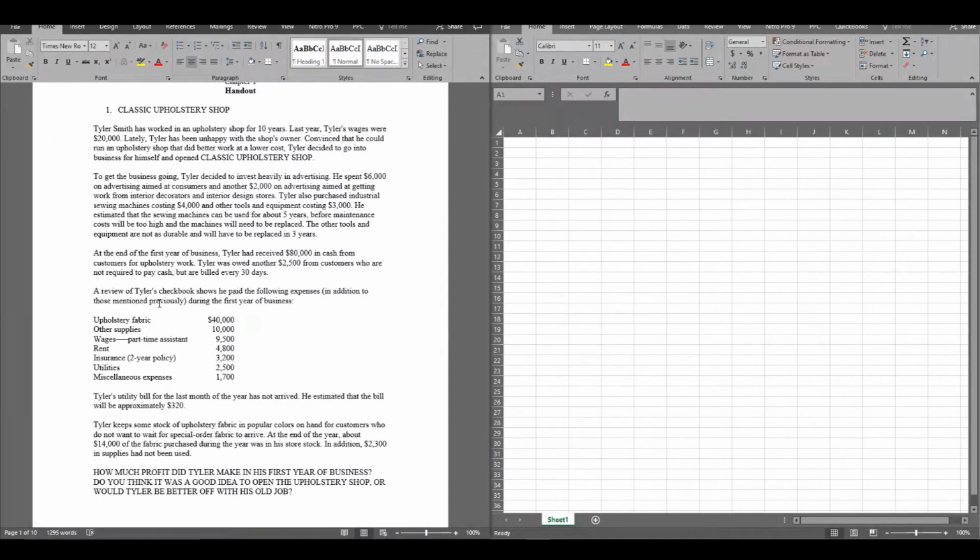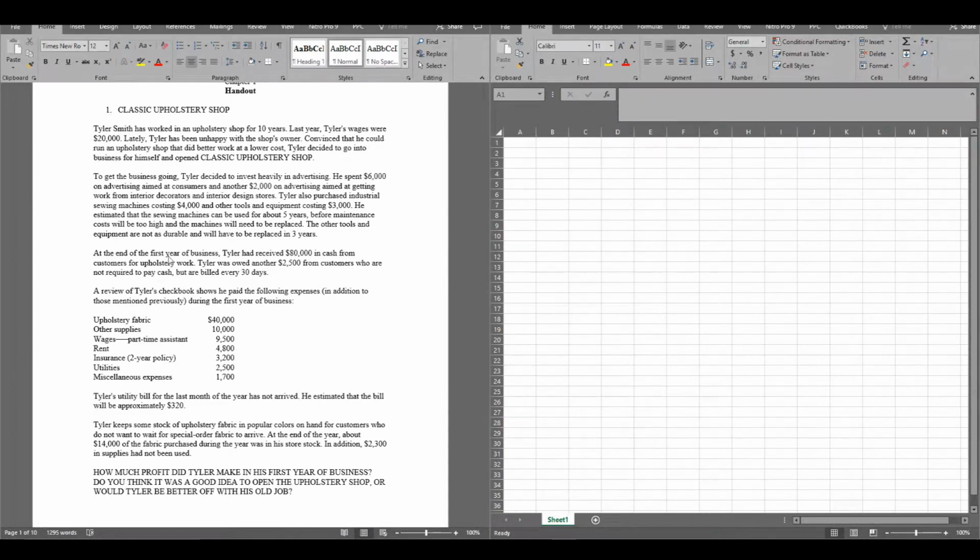To get the business going, Tyler decided to invest heavily in advertising. He spent $6,000 on advertising aimed at consumers and another $2,000 on advertising aimed at getting work from interior decorators and interior design stores. Tyler also purchased industrial sewing machines costing $4,000 and other tools and equipment costing $3,000. He estimated that the sewing machines can be used for about 5 years before maintenance costs will be too high and the machines will need to be replaced. The other tools and equipment are not as durable and will have to be replaced in 3 years.